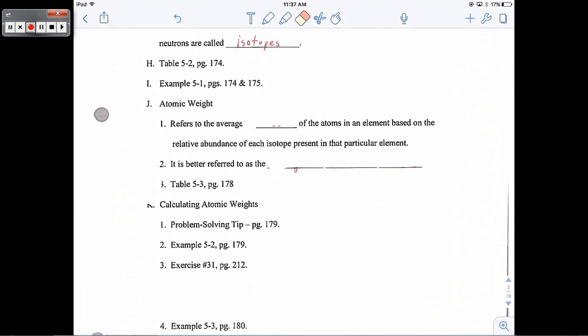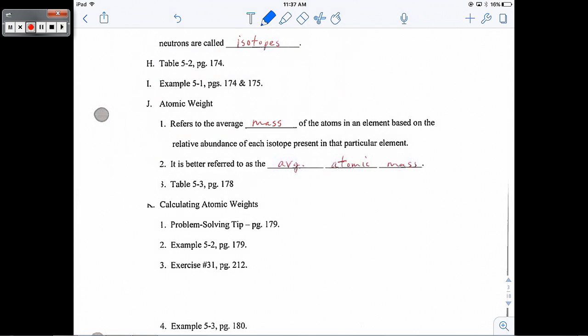Scientists have gone through and calculated the average mass of atoms in a particular element, so for carbon, for example, based on the relative abundance. So carbon 12 is the most common isotope of carbon. There are other isotopes that are less common. These are also referred to as the average atomic mass. So average atomic mass, atomic weight, these are the same thing.